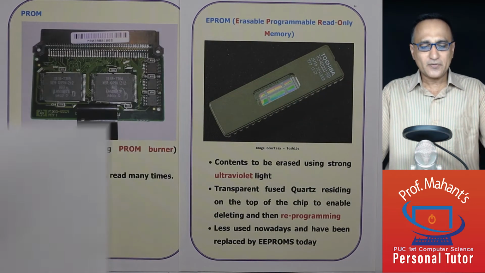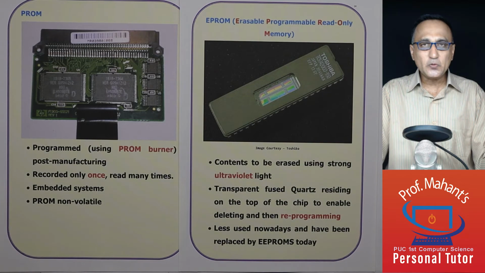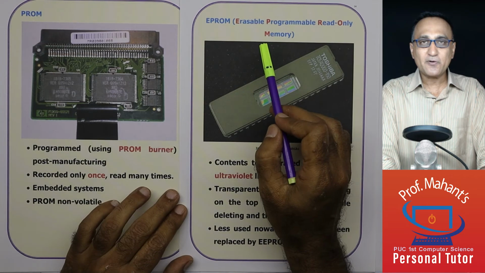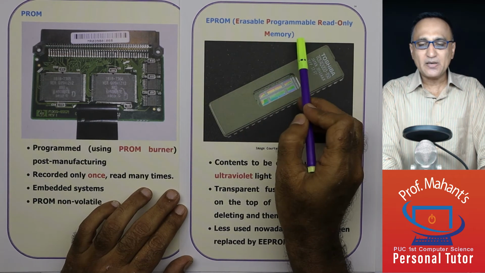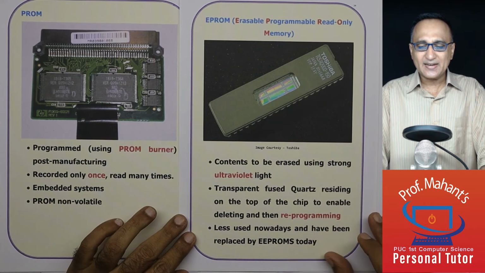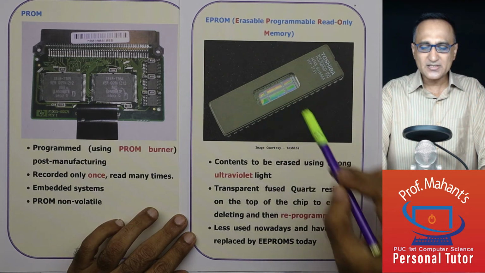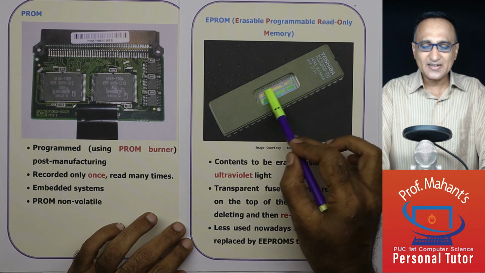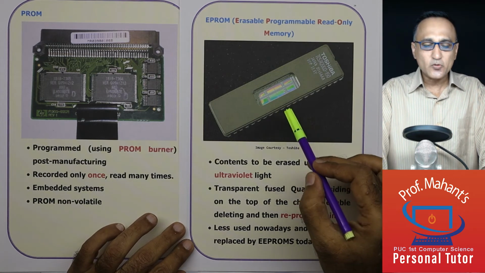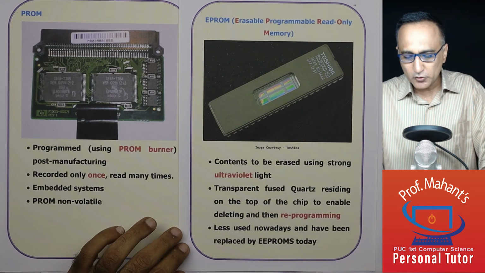Now, over a period of time, it became important for read-only memories to be erasable and writable again. So the first common type of erasable and programmable read-only memory was done using ultraviolet rays. If you see here, this is a quartz crystal. If you expose this quartz crystal to strong ultraviolet rays, the contents, the programs and data in this particular chip, will get erased. Then, using a burner or a PROM programmer, you can write programs and data onto this.